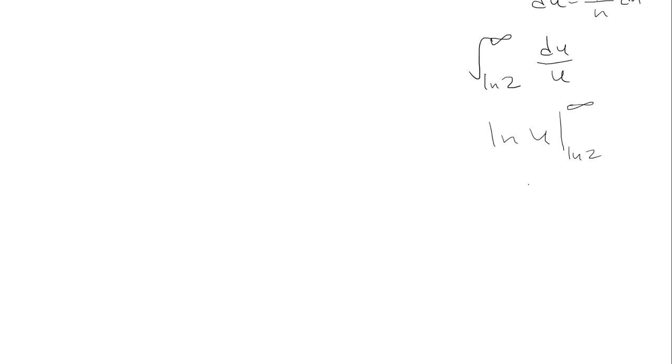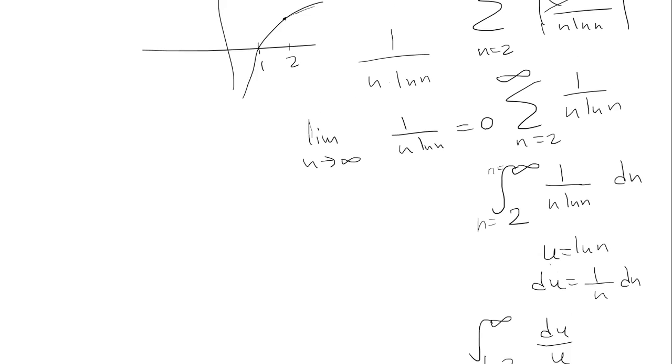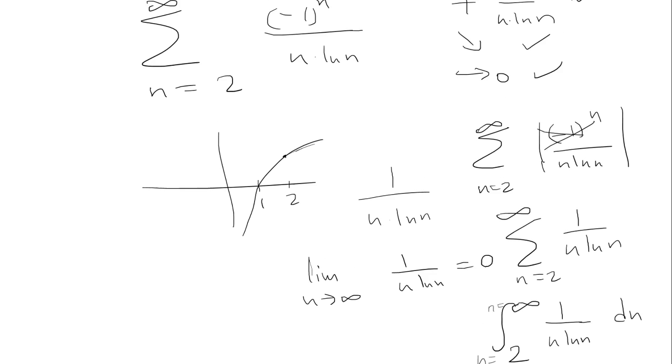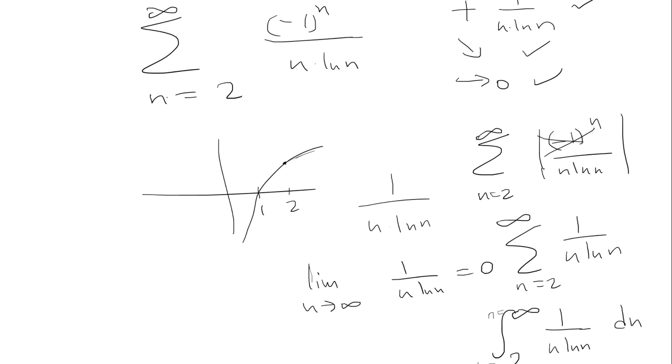This is an improper integral, and technically you have to use a limit, but if I let u approach infinity, ln of u also approaches infinity. So this is infinite, and by the integral test, it diverges. So this does not converge absolutely, but it does converge conditionally.